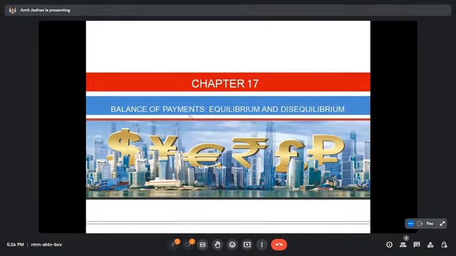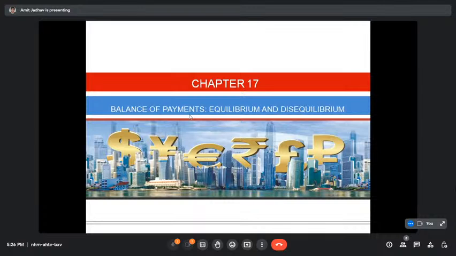That's why, overall, in the balance of payment, India can get some surplus. Now we have the second topic, that is the balance of payment equilibrium and disequilibrium.